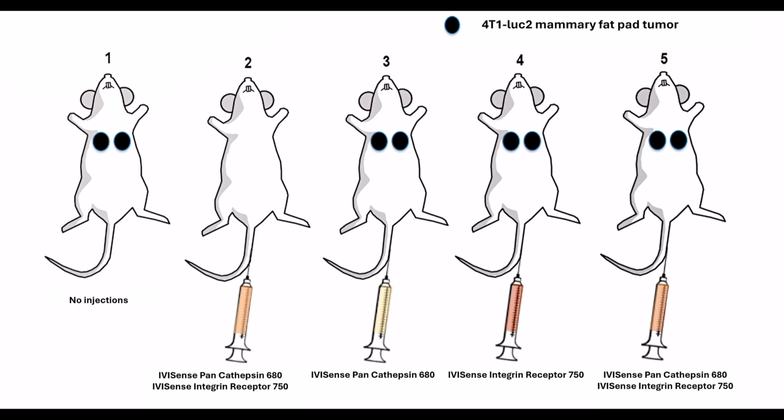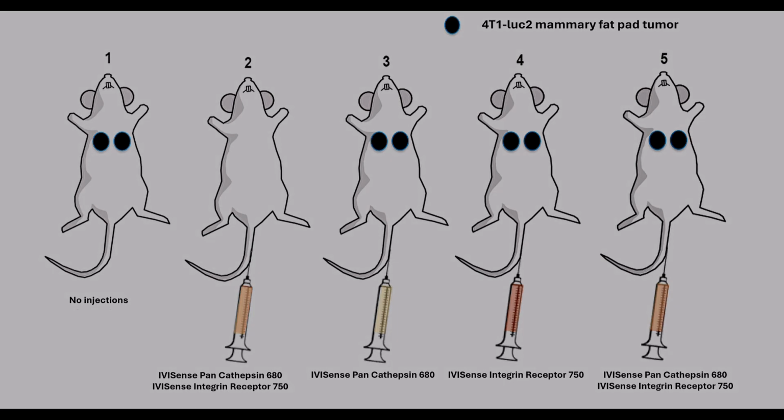With epi-illumination, you can use the high-throughput field of view for image capture. This is a fast and simple process that will yield information on both cathepsin and integrin expression in all 5 animals at once with the acquisition of 2 images.